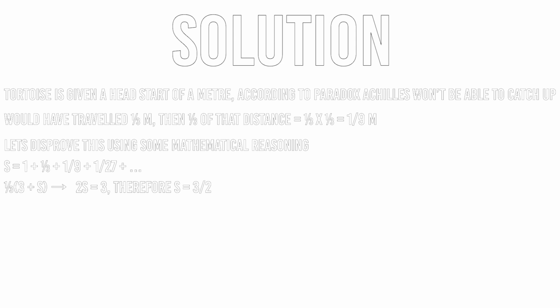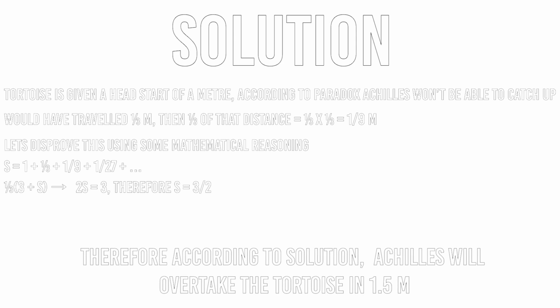The claim has not been refuted that there are an infinite number of steps. However, although there are an infinite number of steps, those steps are combined in a finite distance and are also happening in a finite time. Therefore, according to our solution, Achilles will overtake the tortoise in 1.5 meters. Although it will take him an infinite amount of steps to do so, these infinite amount of steps add up to a finite distance, and these steps are occurring, crucially, in a finite time.